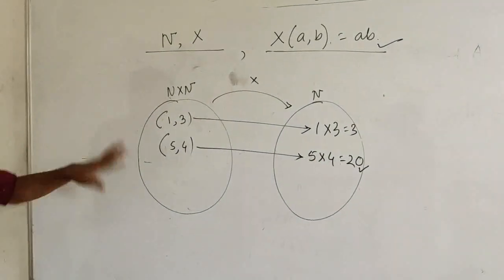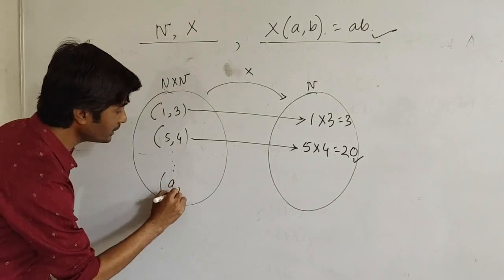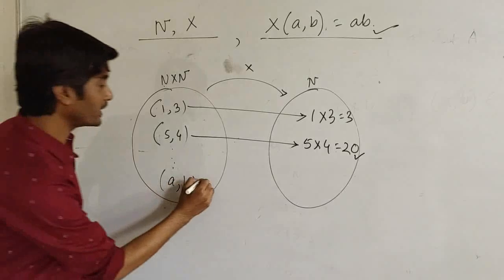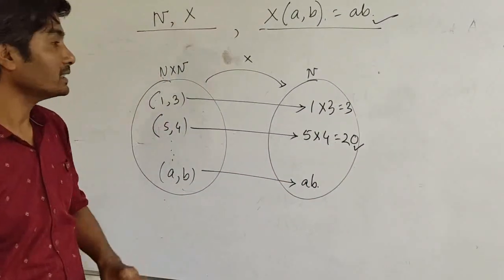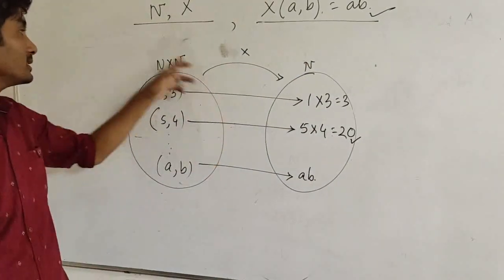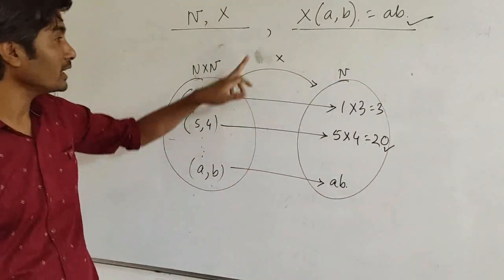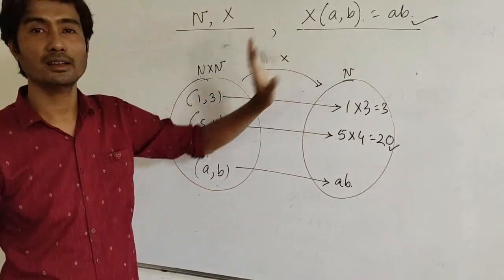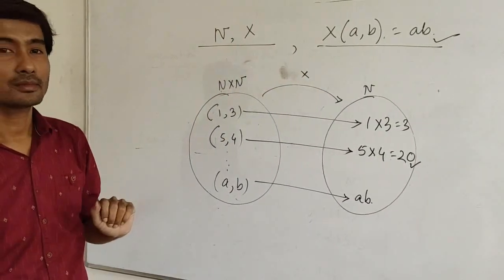In general, we can generalize this idea. We can write it this way: if I take any pair (a, b) from this set N cross N and find the image, which is nothing but a × b, we see that ab again belongs to N. That is, every element in this set N cross N will have a unique image in N, showing that into, or multiplication, is a function from N cross N to N, and therefore this multiplication is binary in N.